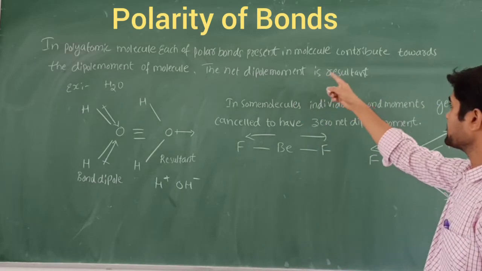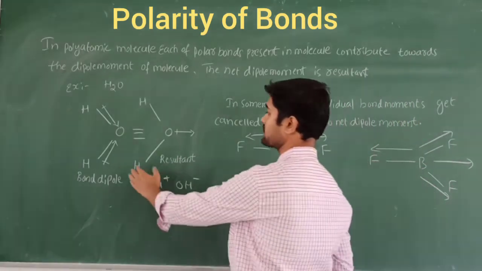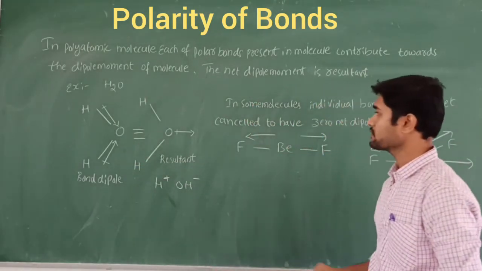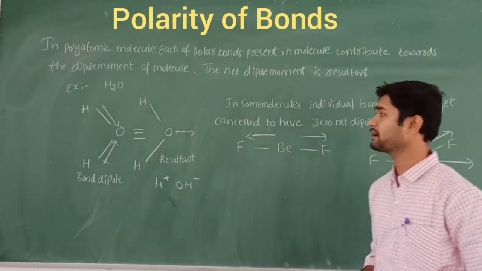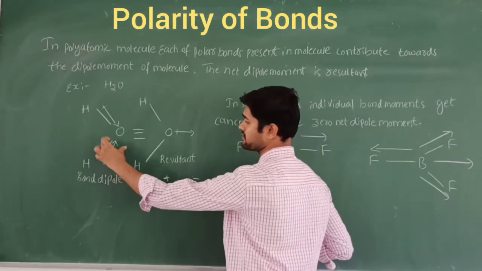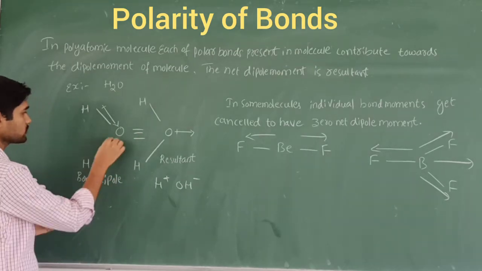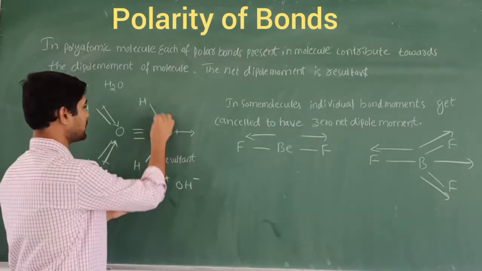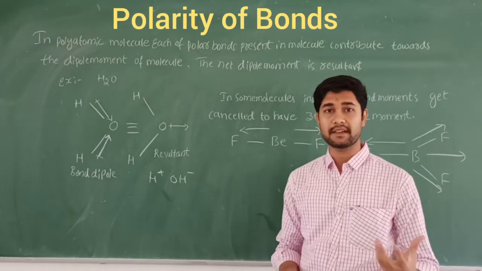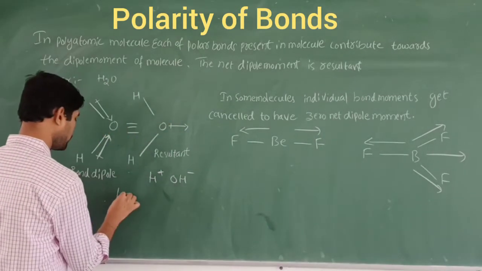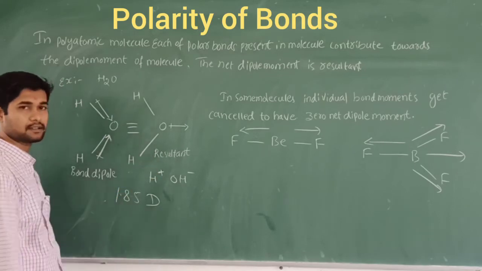Here the polar bonds present in the molecule contribute towards the dipole moment of the molecule. This net dipole moment is the resultant dipole moment. These are the bond dipoles, showing only the dipoles of the bonds, and this is the net resultant dipole moment. Water has a high dipole moment, 1.85 debye, because of this resultant net dipole moment.